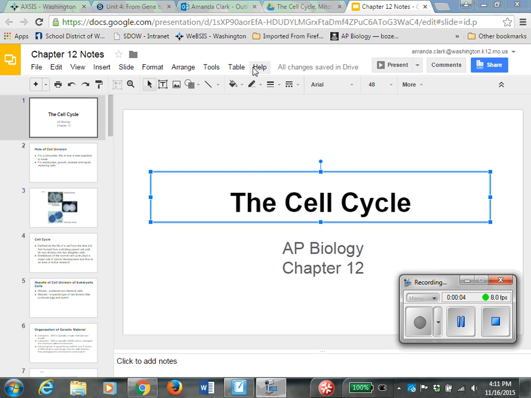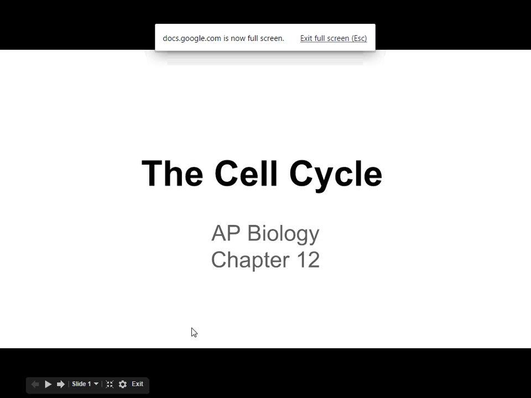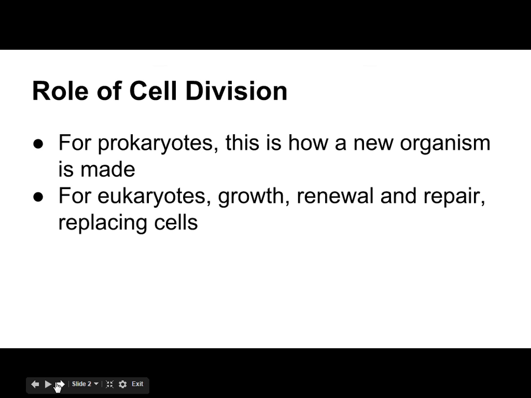All right, this is your chapter 12, Notes on the Cell Cycle. The role of cell division. For prokaryotes, this is how a new organism is made. For eukaryotes, growth, renewal, and repair for replacing cells.